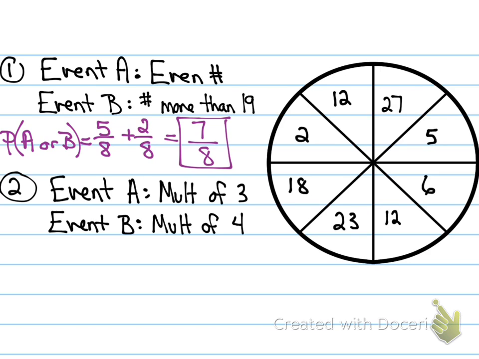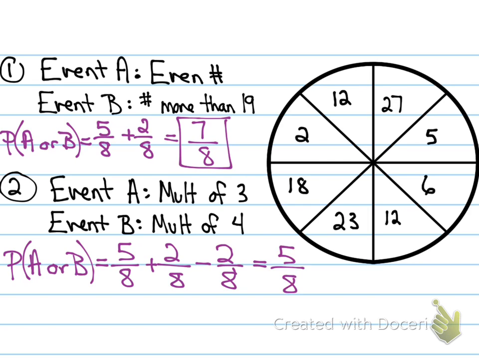Now, on number 2, what's the probability that you get a multiple of 3 or a multiple of 4? Okay, so multiple of 3 or 4. How many multiples of 3 are on the spinner? 5. 5 out of 8. And how many multiples of 4? 2 out of 8. But how many are both multiples of 3 and 4? Are there any numbers on the spinner that are multiples of 3 and 4? Yes. How many? 2. So those are overlapping because it's both. So you have to subtract 2 and you get 5/8.